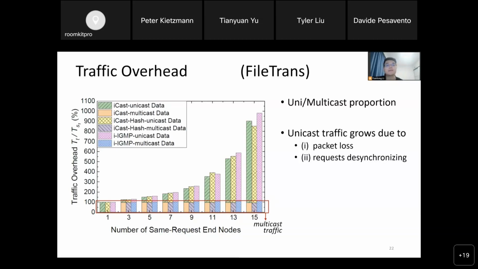Last but not least, this figure also shows that there is more multicast traffic in IIGMP than in ICAST. This is because in IIGMP, when a new multicast group is established, a notification data packet has to be sent out, whereas in ICAST, such packets for the management protocol are needed only once, at the moment of new end nodes joining the network. Hence, ICAST has less overhead in terms of management traffic.